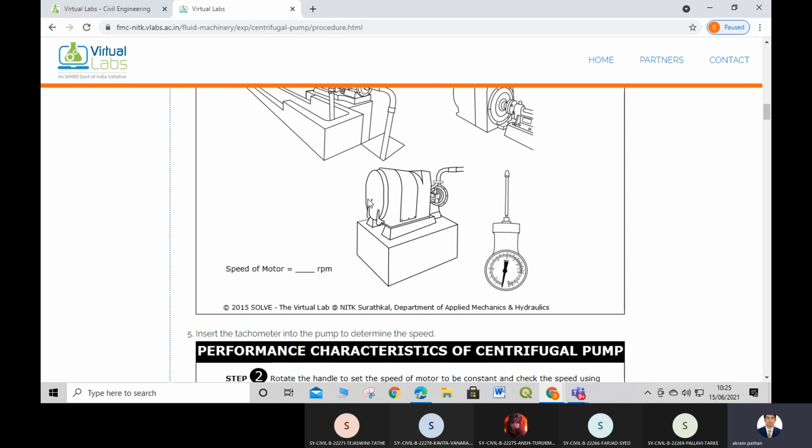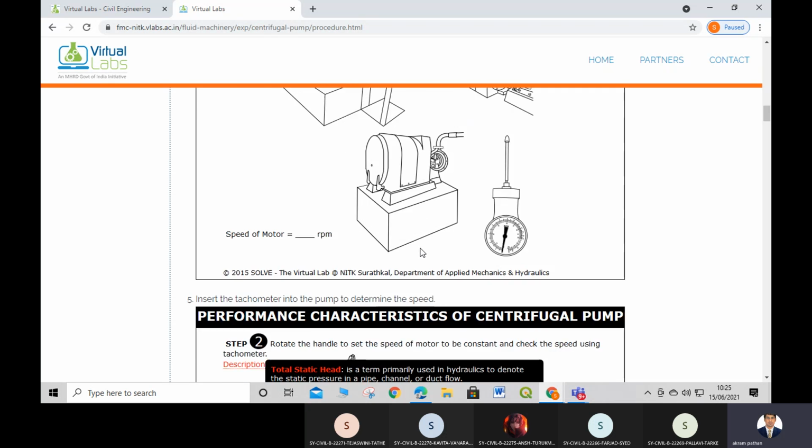So this is the shaft, look at this point. When the rays come out through this tachometer, we have to exactly impact these rays over this shaft while the shaft runs, and we have to record the speed of the pump, which is in RPM.